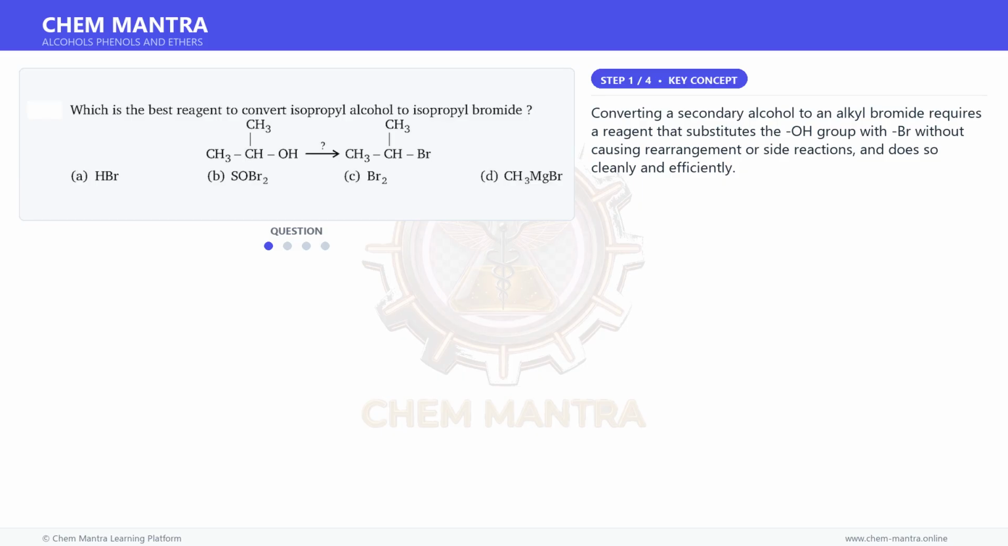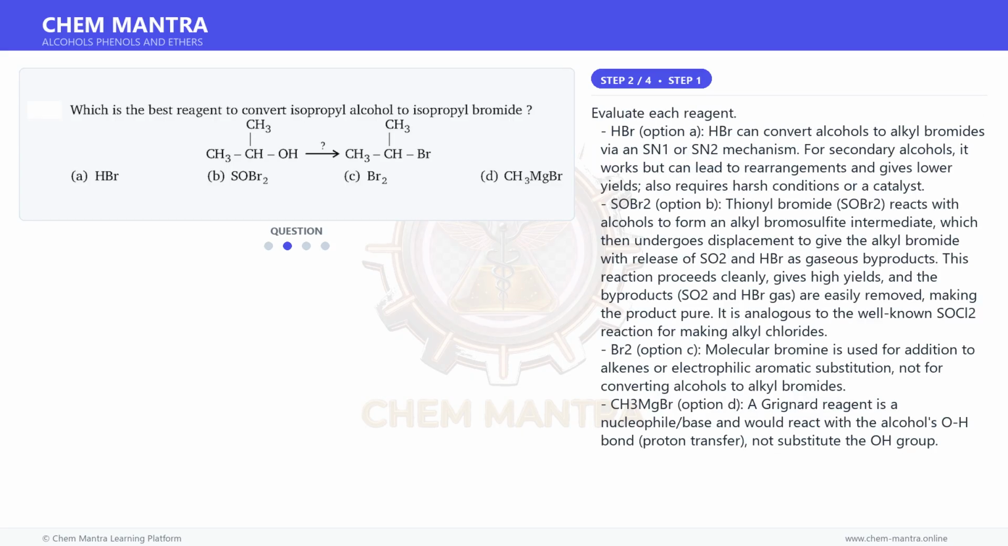Converting a secondary alcohol to an alkyl bromide requires a reagent that substitutes the OH group with Br without causing rearrangement or side reactions, and does so cleanly and efficiently. Moving on to the next step.